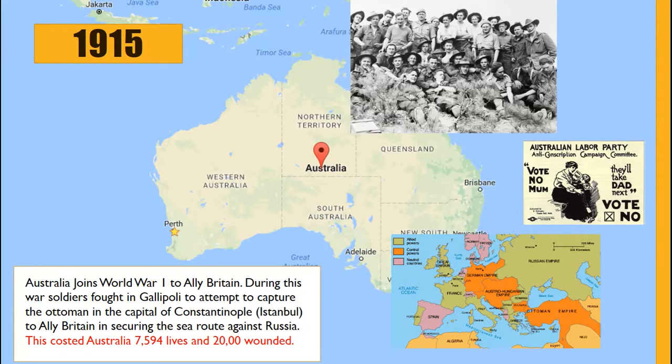During this time, soldiers fought in Gallipoli, a campaign that attempted to capture the Ottoman capital of Constantinople in Istanbul to help secure the sea route against Russia. During this war, this cost Australia 17,594 lives, and 20,000 soldiers were wounded.